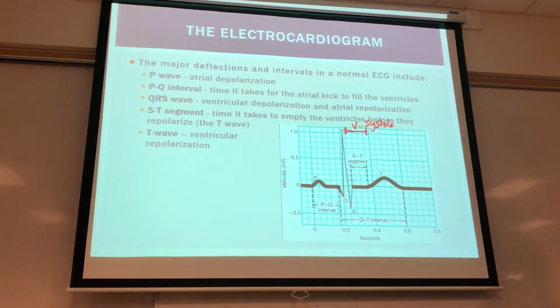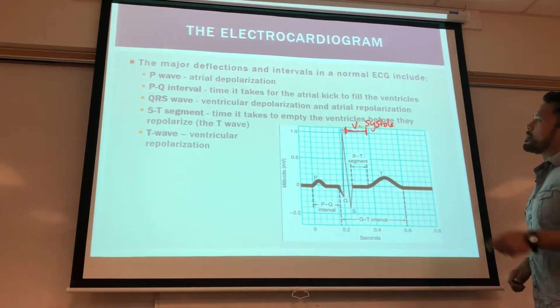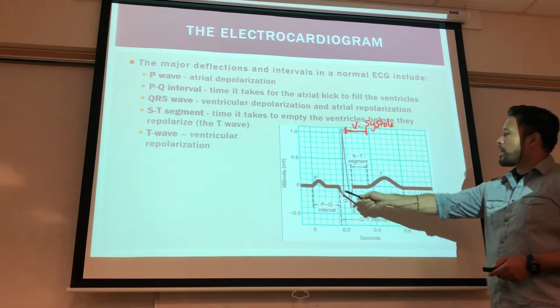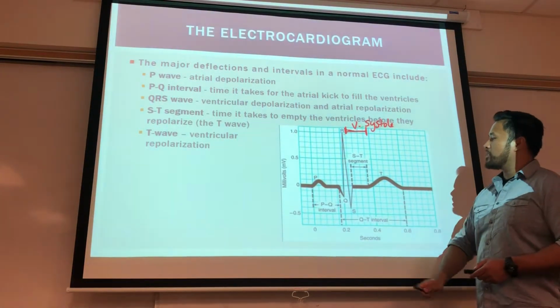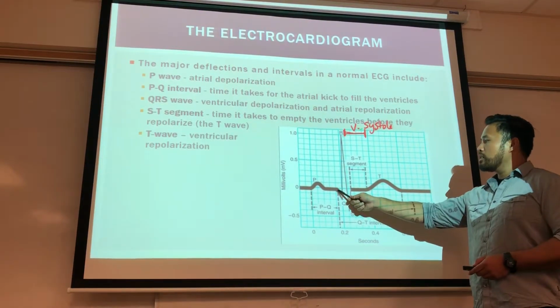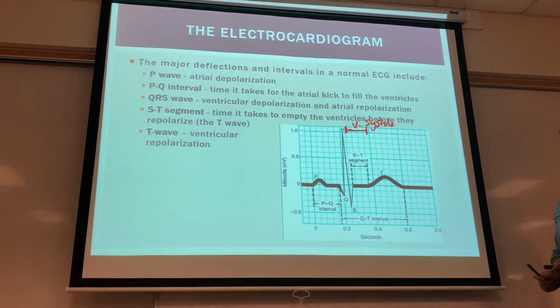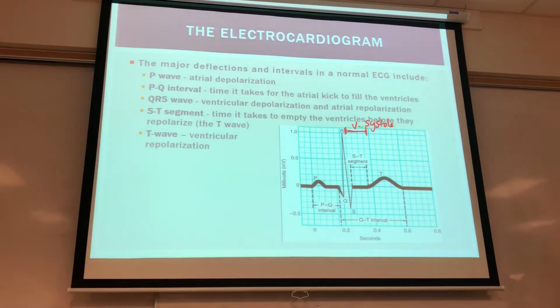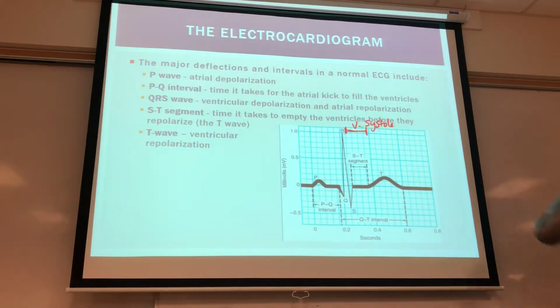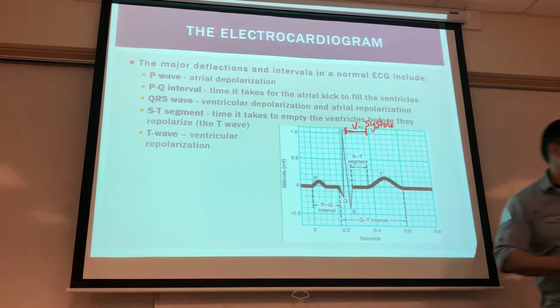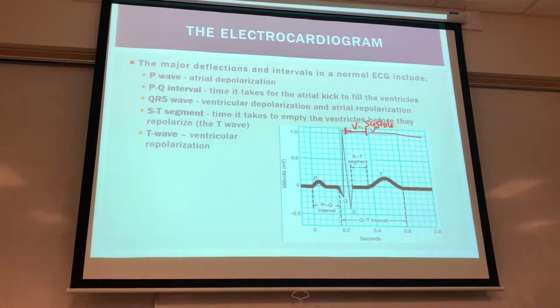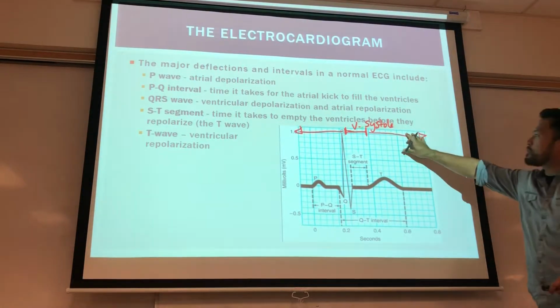The other thing that we look at is the PQ interval. The PQ interval, between the start of atrial depolarization to the start of atrial repolarization, is the amount of time for the atrial kick. Atrial kick is atrial contraction. If all this is systole, the rest is ventricular diastole, and that's the time that the ventricles are relaxed.